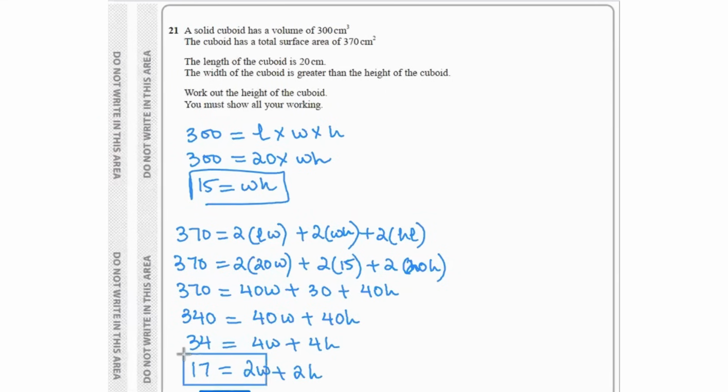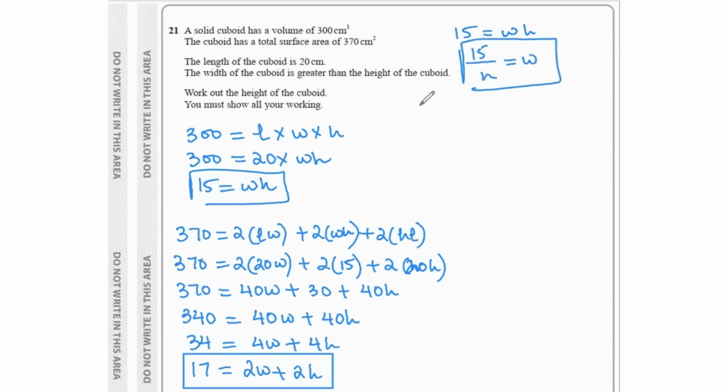Now we're going to use this. We can replace w with 15 over h. Why? Because if 15 equals wh, then 15 over h is w. So replace w with this. So 17 equals 2 times 15 over h plus 2h. That's 17h equals 30 plus 2h squared.